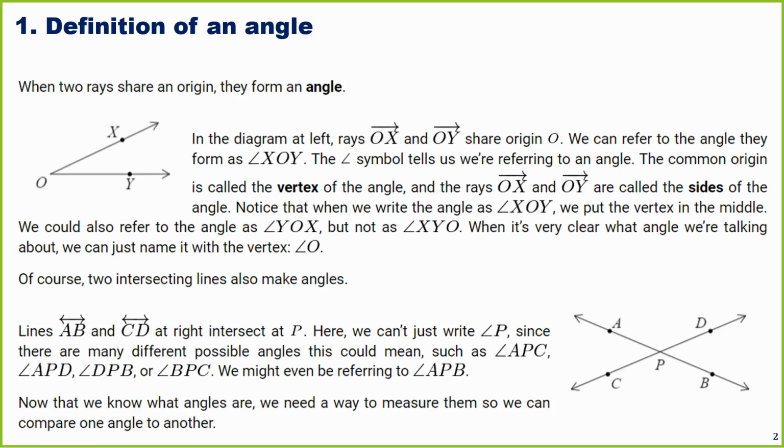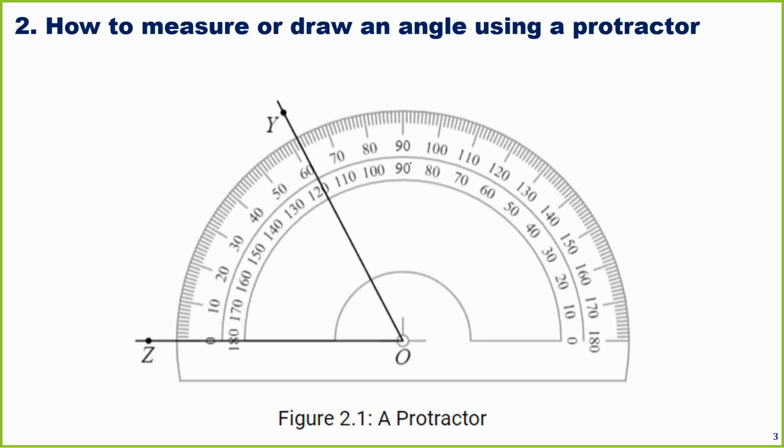Okay, so now we know what angles are. We need a way to measure them so we can compare one angle to another. Have you already learned how to measure an angle using a protractor in school? This is a protractor. Do you know how to use it? If you already know how to use it and how to use it to draw an angle, we'll just pass this part, okay? Otherwise, you could find some references on the internet. It's a very simple, straightforward method. Basically, you put the initial arm here, and the terminal arm here indicates the measurement of the angle, right?